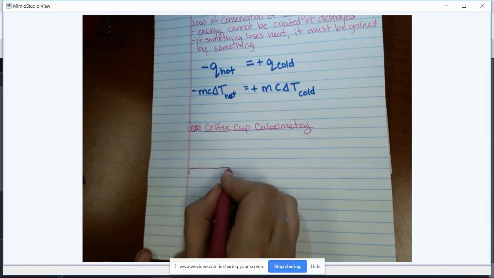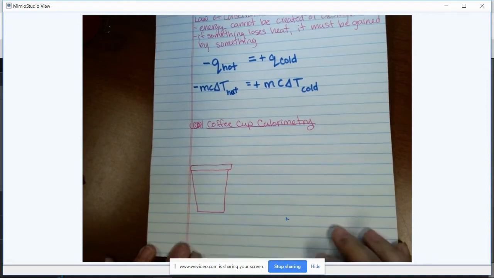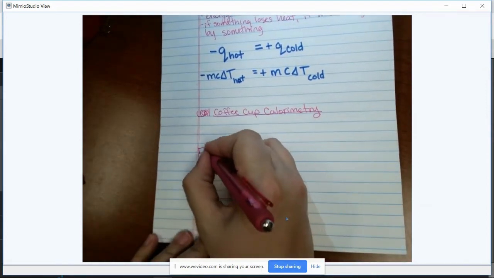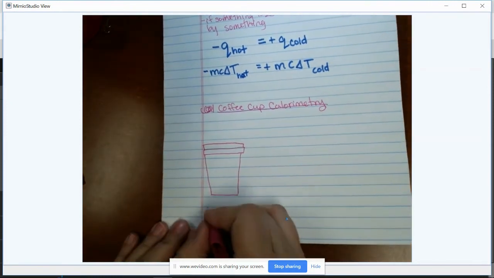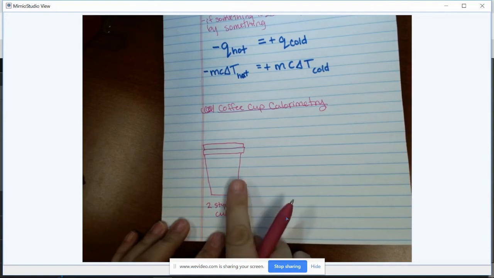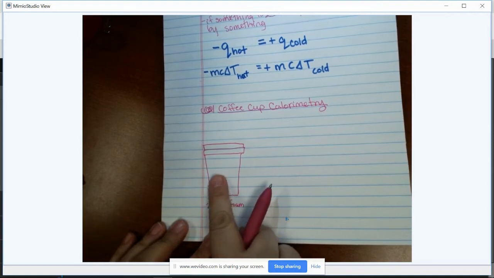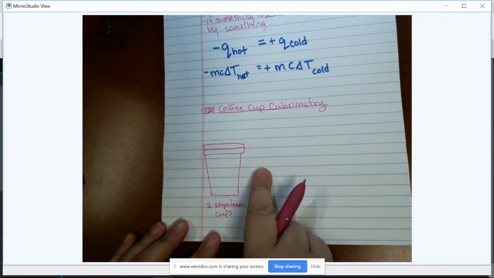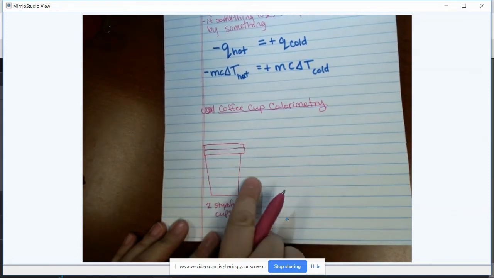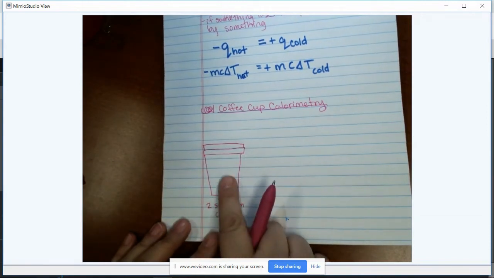We first take a styrofoam coffee cup. Actually you take two of them and stack them together. So we've got two styrofoam cups stacked together. The reason we use styrofoam is because we're going to do an experiment inside of these cups, and we want to insulate the stuff going on inside of these cups from the environment outside of the cups. We don't want the heat energy from the room, the air outside of the cups, to affect what's going on inside the cup. That's why we use styrofoam.